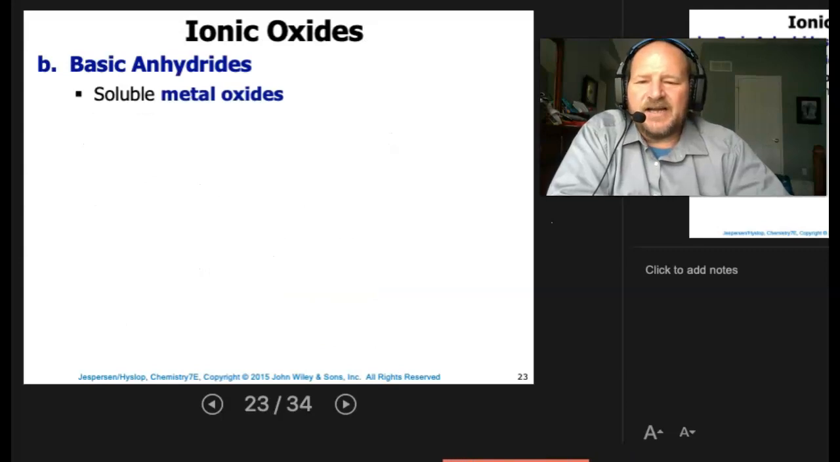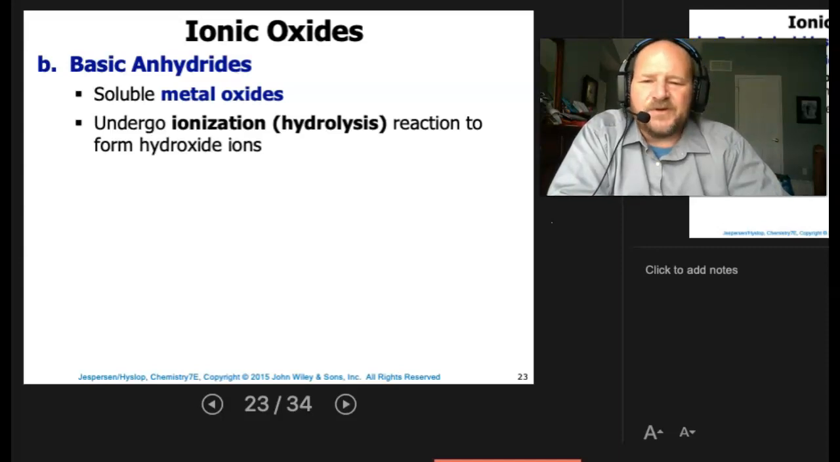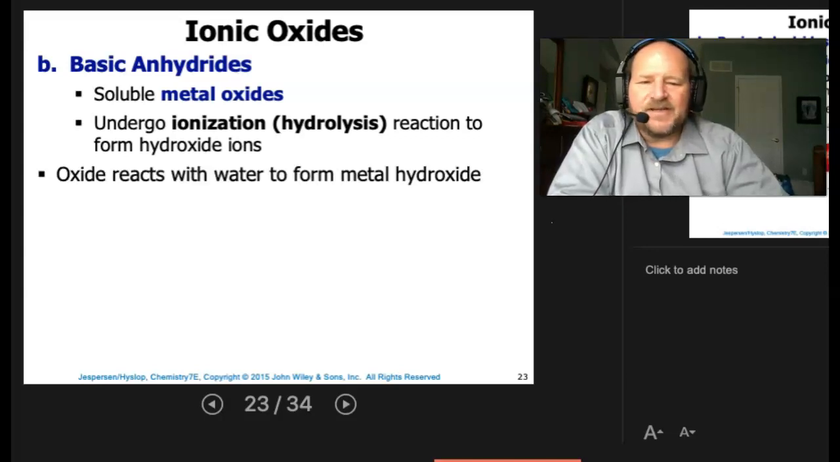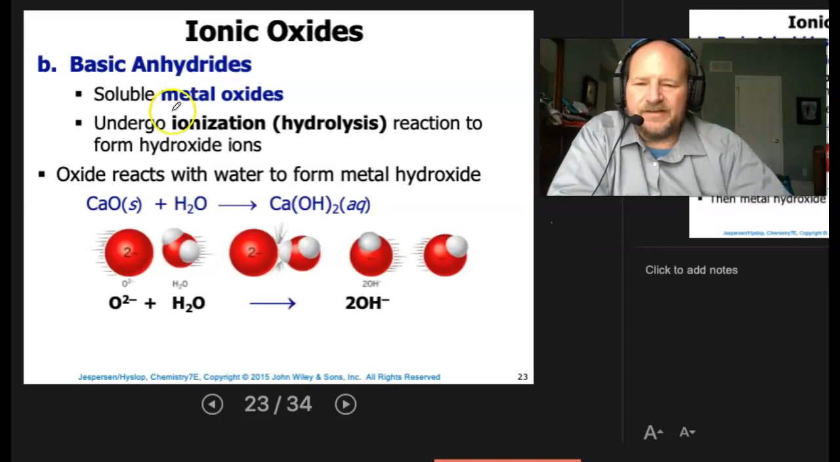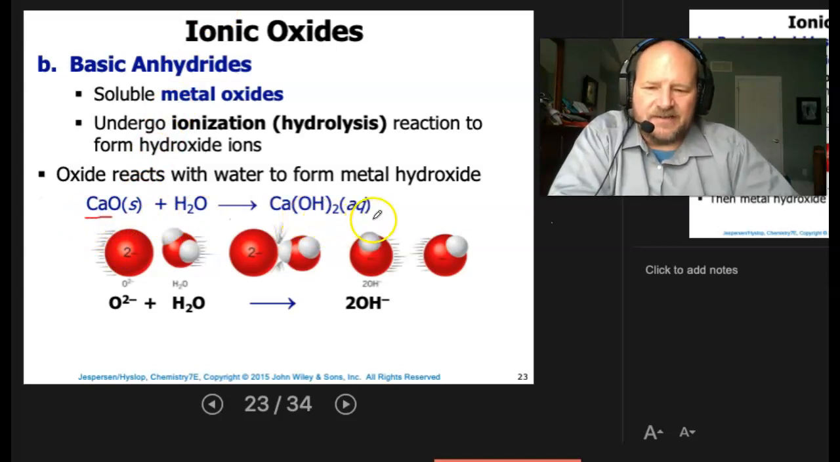Now, ionic oxides are basic anhydrides, so they're going to be soluble metal oxides, which means we're going to start with a metal oxide and undergo an ionization, a hydrolysis reaction, to form the hydroxide ion. Sounds like some crazy terms for a simple idea. So I'm going to take calcium oxide. When I mix it with water, I'm going to form calcium hydroxide.